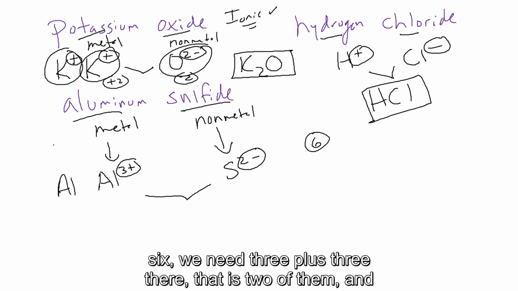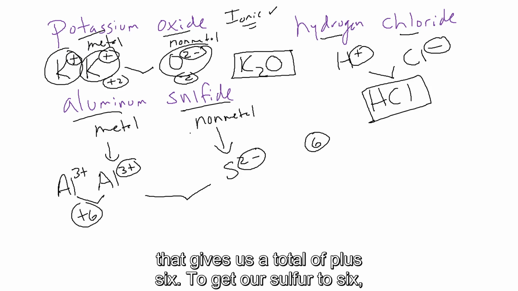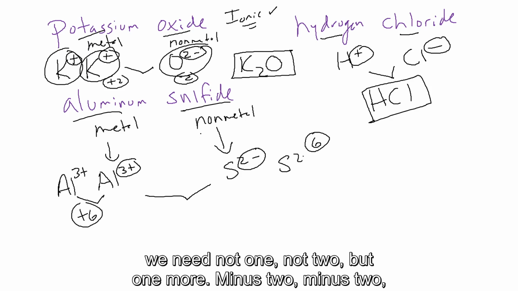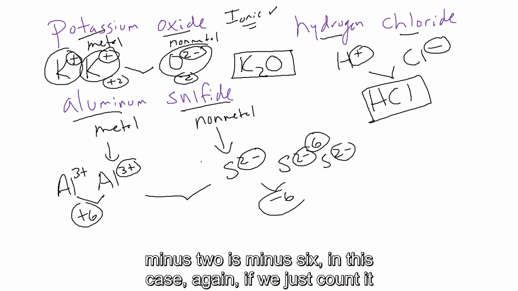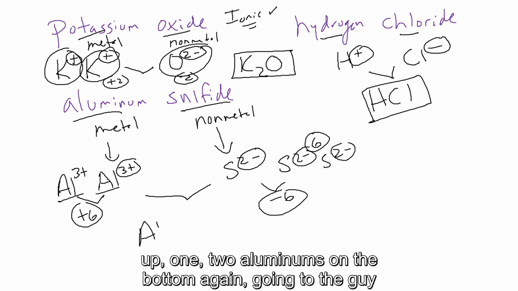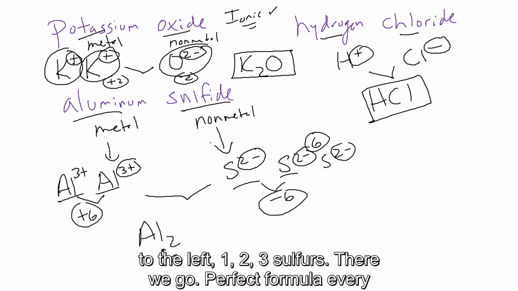To get our aluminum to 6, we need 2 of them, 2 times +3. And that gives us a total of +6. To get our sulfur to 6, we need not 1, not 2, but 3. -2 -2 -2 is -6 in this case. Again, if we just count it up, 2 aluminums, and on the bottom, again going to the guide to the left, 3 sulfurs. And there we go. Perfect formula every time.